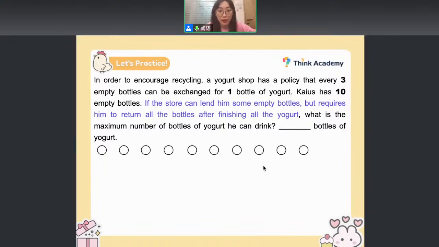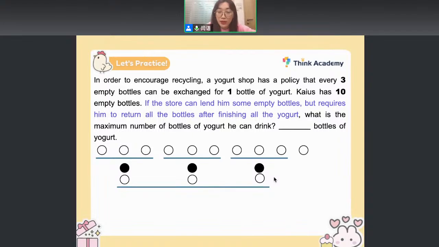Let's have a look again. We start from 10. You just draw 10 circles, right? And every 3, you can exchange for 1 bottle of yogurt. In this way, we can get 3 bottles of yogurt. As long as you get yogurt, you just drink it. So now I have another 3 empty bottles. So then, 3 empty bottles, you just exchange for 1 bottle of yogurt. Now we have 1 empty bottle. And do remember that at the very beginning, we still have 1. So now everyone, think about it. What should we do? Now we have 2 empty bottles. What should we do?